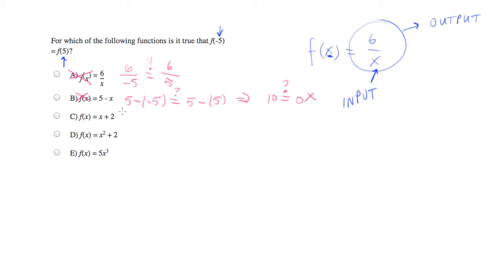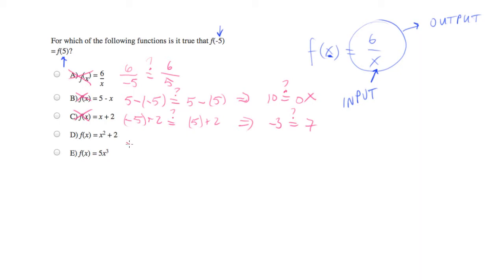And let's look at answer choice C. Let's try -5 as an input. -5 plus 2. Is that equal to 5 plus 2? That will simplify to -3 and 7. Are those equal? No. So C is out. And let's keep moving on.